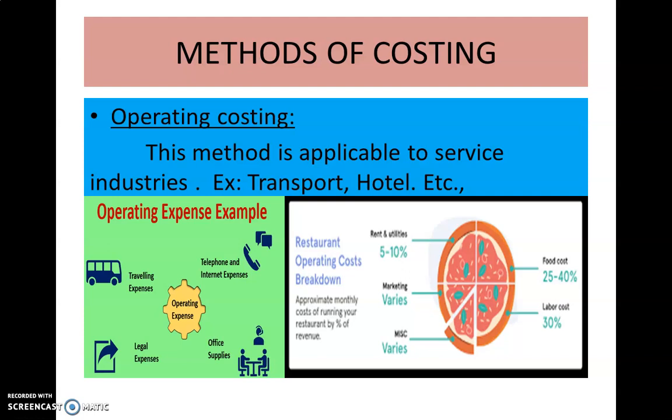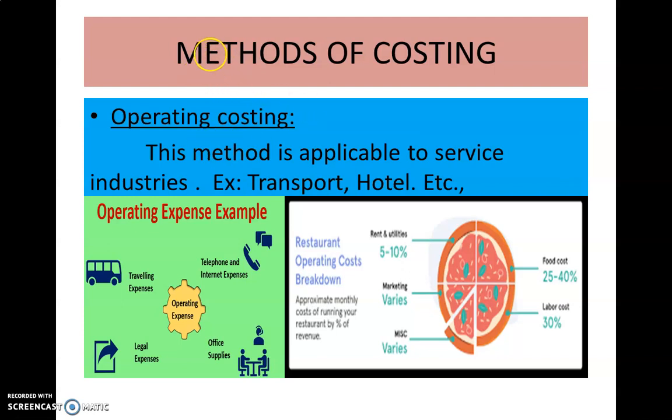Next, operating costing. This method is applicable to service industries. Operating costing is suitable to those industries which render services instead of producing goods. This is adopted where expenses are incurred for provision of services. For example, a transport company, electricity company, railways, hospitals, canteens, hotels, cinema theatres, powerhouse, etc. Because in all these concerns, they are selling service rather than product.